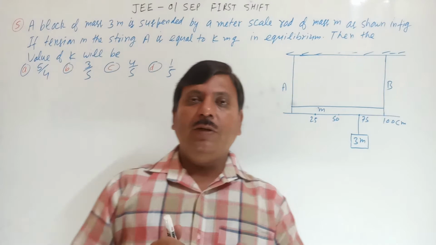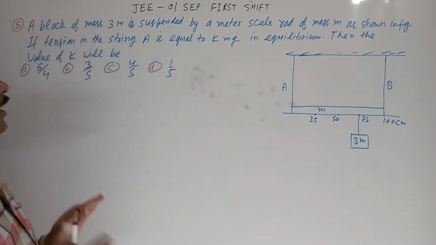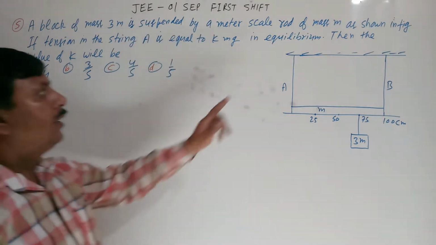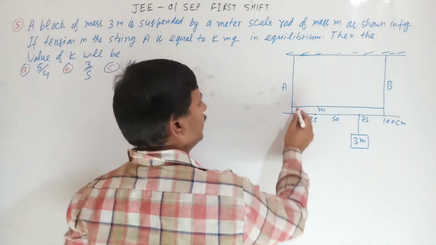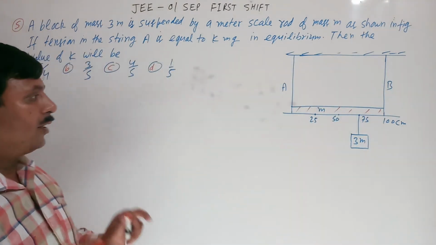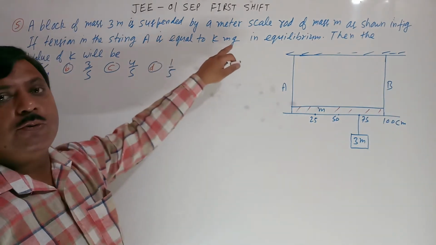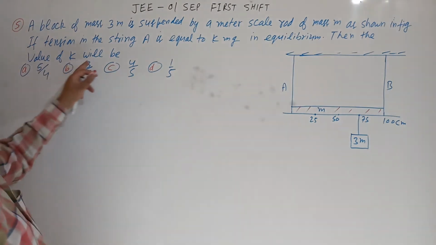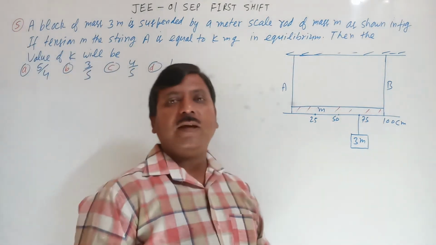See here, the fifth question. A block of mass 3m is suspended by a meter scale rod of mass m as shown in the figure. If tension in string A is equal to kmg in equilibrium, then find the value of k. Options given are 4 by 5, 3 by 5, and so on.